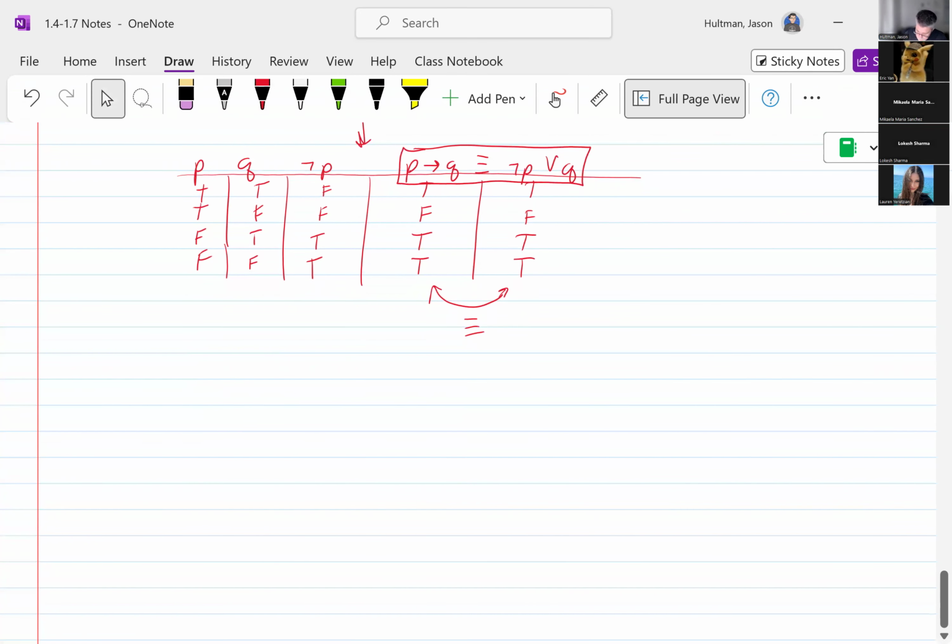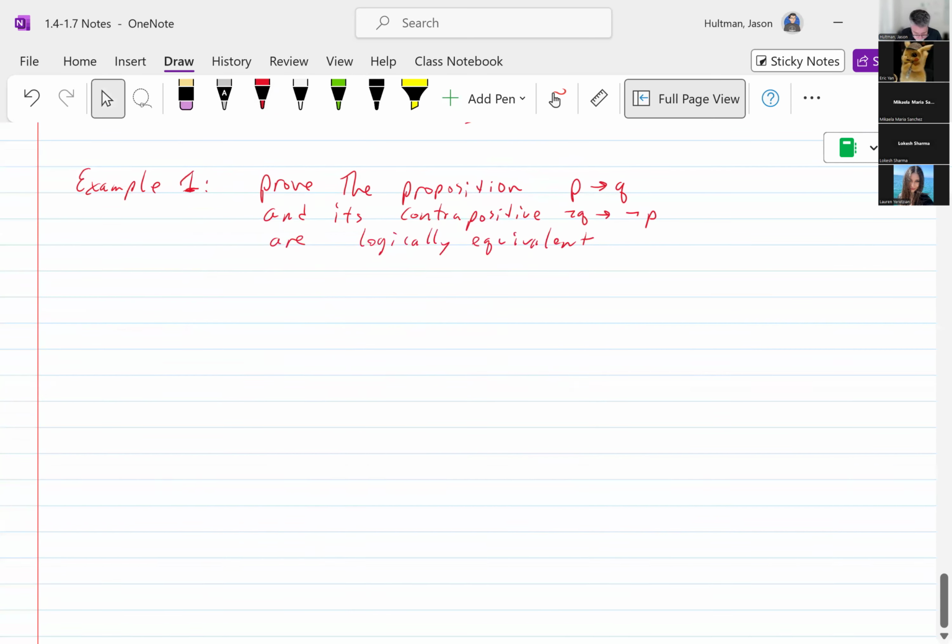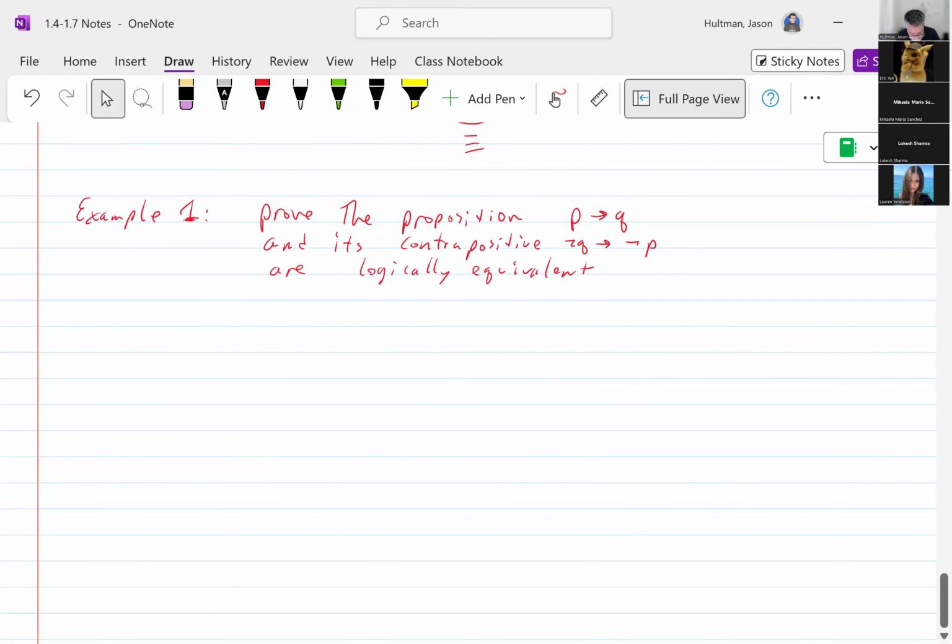Okay, example 1. Prove the proposition P goes to Q and its contrapositive not Q goes to not P are logically equivalent. Okay, prove this to be true.